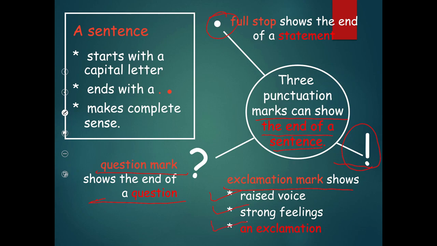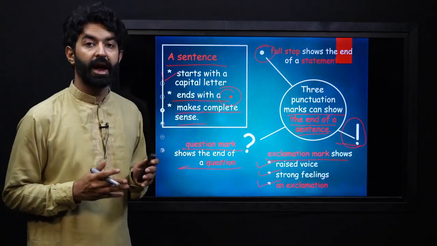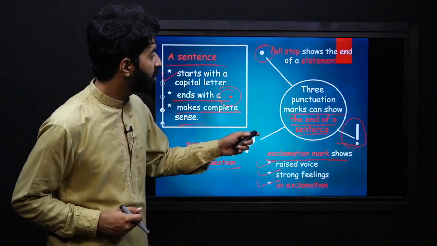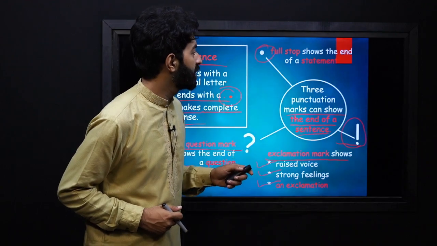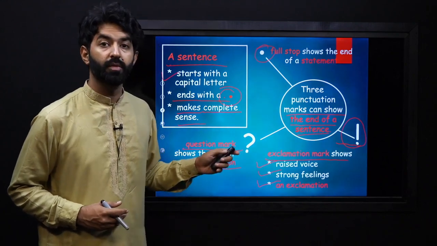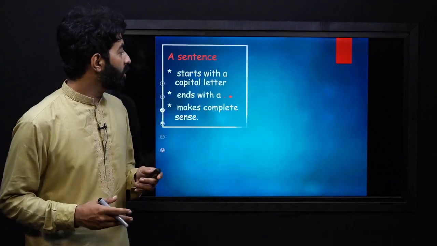So let's see, a sentence starts with a capital letter, we know this very well, ends with a full stop, and it also makes complete sense. So these things are the requirement of a complete sentence. All these things should be added in a sentence in order to call it a complete sentence. Now we also saw how we can end a statement or a sentence by full stop, question mark, and an exclamation mark. So now let's move forward.